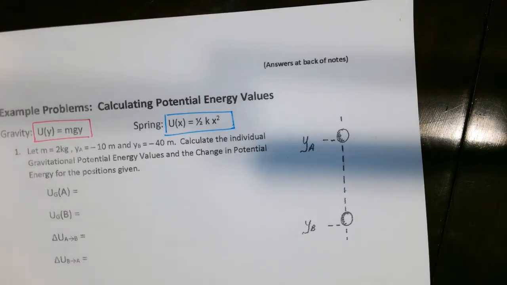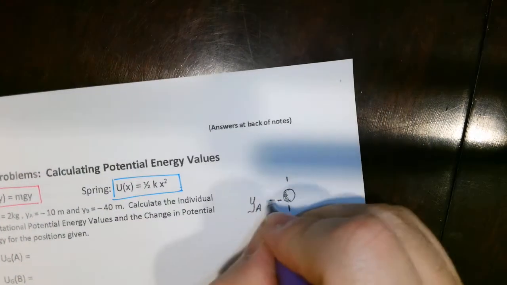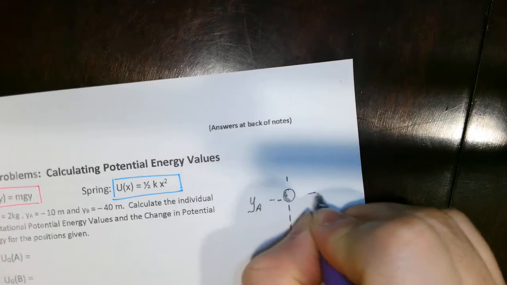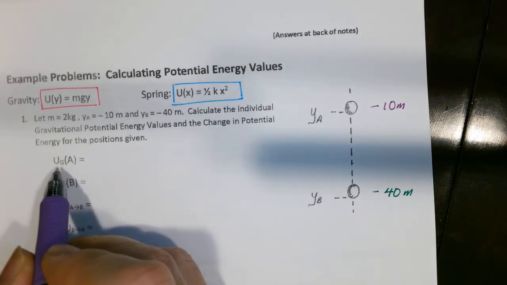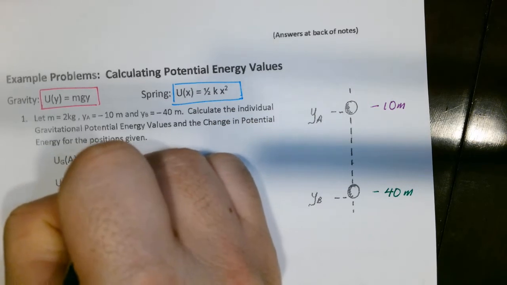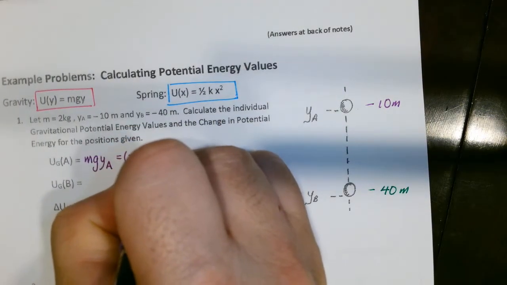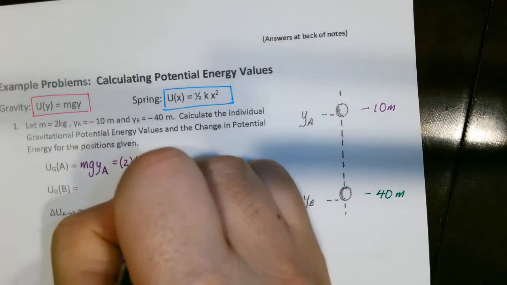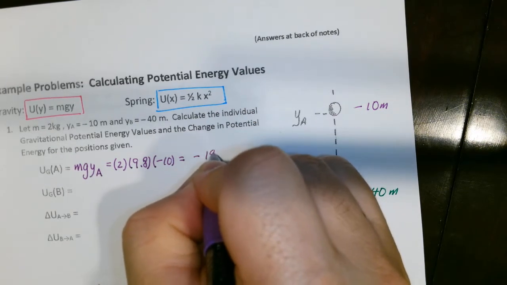So here, let 2 kilogram go from negative 10 meters to negative 40 meters. So here, my YA happens to be negative 10 meters, and my YB happens to be negative 40 meters. Okay? So let's calculate the gravitational potential energy at point A. And that is simply mgYA. And that is 2 kilograms times 9.8. Notice I put positive 9.8 in there. Times YA, which is negative 10 meters. So that is equal to, if you work it out, negative 196 joules.